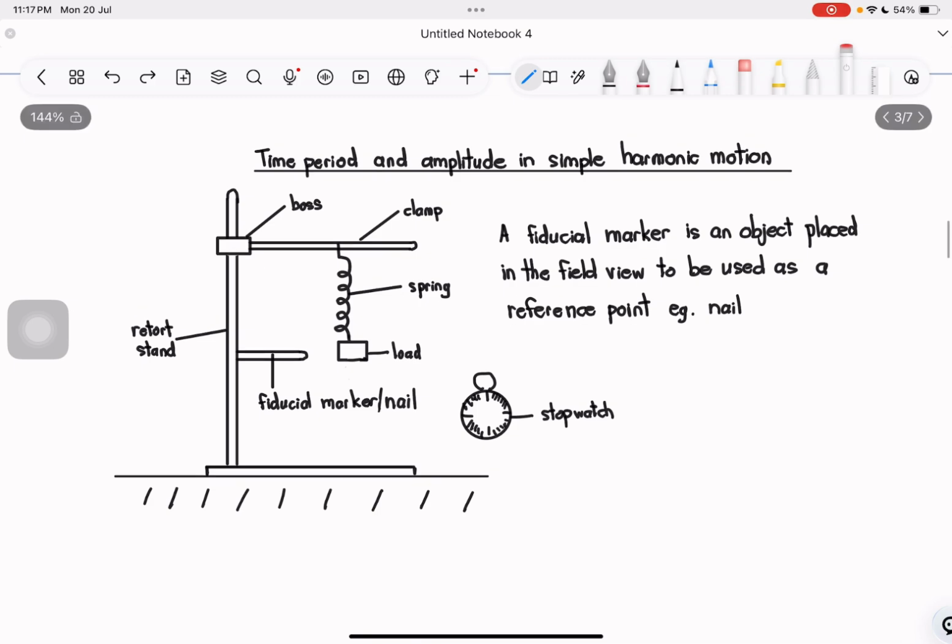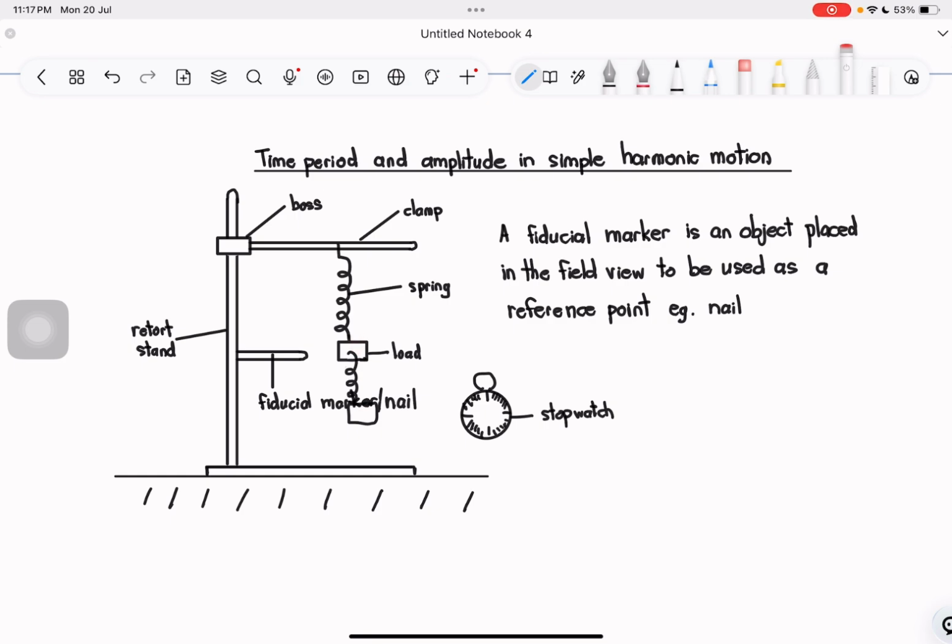I'll place it at the equilibrium position, where the mass will not be displaced. Every time I displace the load and extend the spring from here to here, and then release it, it will pass through the equilibrium position, going up, then going back through the equilibrium position and then going down.